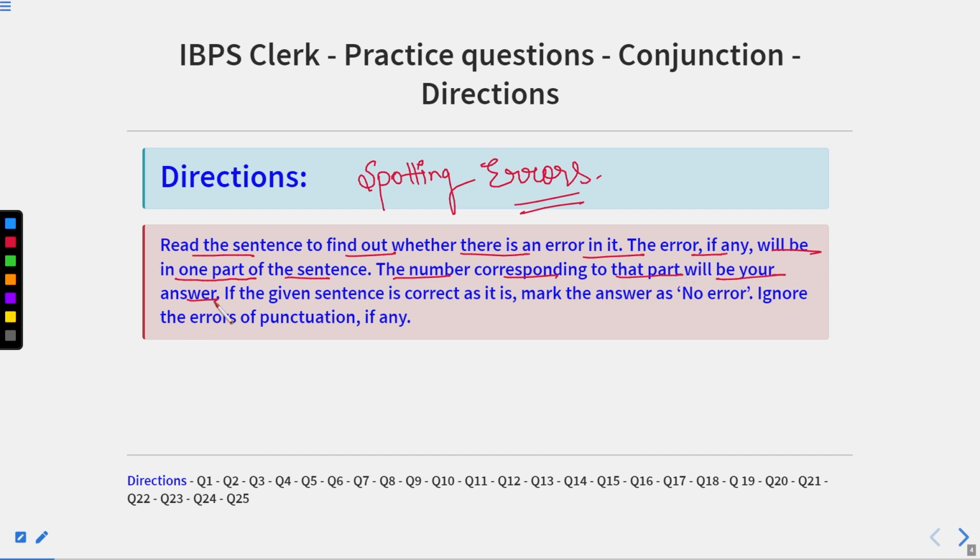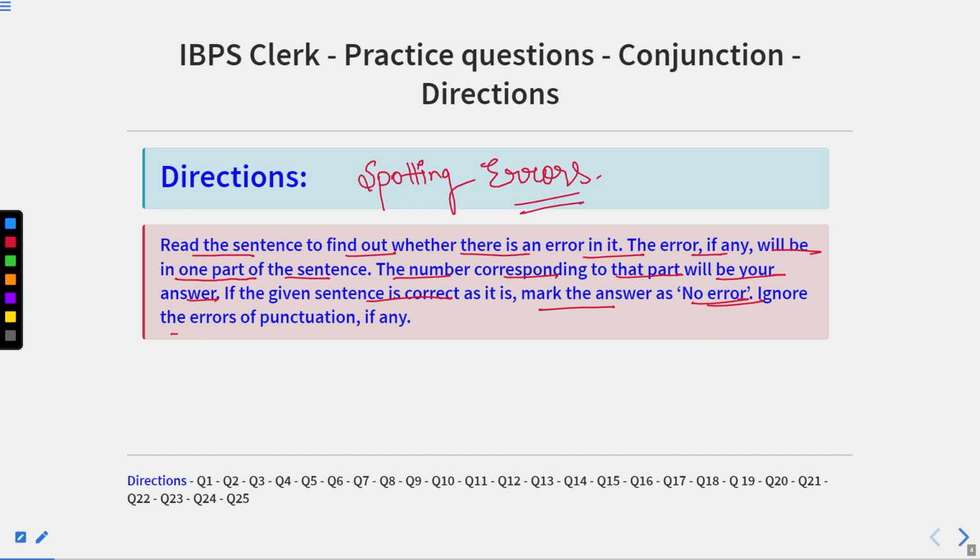If you find that a part contains the error, just see the corresponding letter or number, like A, B, C or D, and that will be your answer. And in case the sentence is absolutely correct, entirely correct and error free, we have to mark our answer as no error. So there will be an option of no error as well. If the sentence is absolutely correct, our answer will be no error.